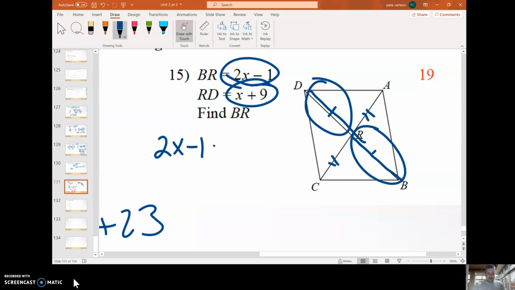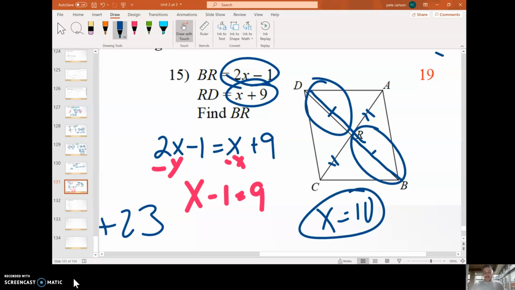So 2x minus 1 is equal to x plus 9. And then you just solve it. Okay? Oh, here's where you got to pay attention though. When I solve this, I take away x on both sides. I get x minus 1 equals 9. So therefore, we know that x equals 10. But the answer is supposed to be 19. That's because they want us to find the distance of B to R. So what we have to do is plug in 10. Well, if you plug in 10, 10 plus 9 is 19. So that means this is 19 and this is 19.